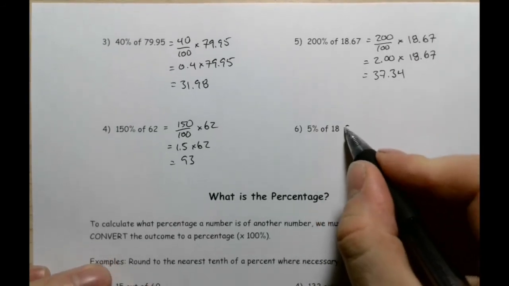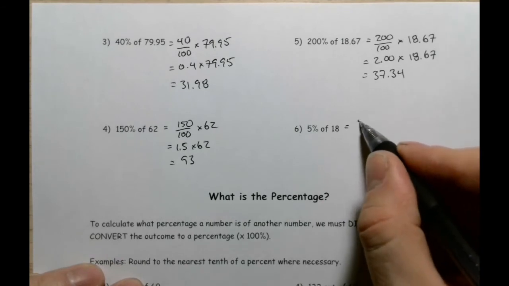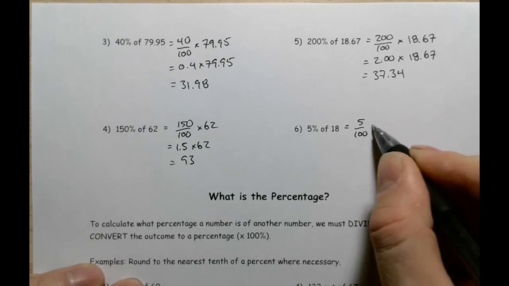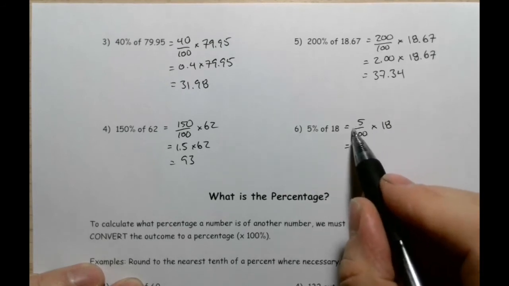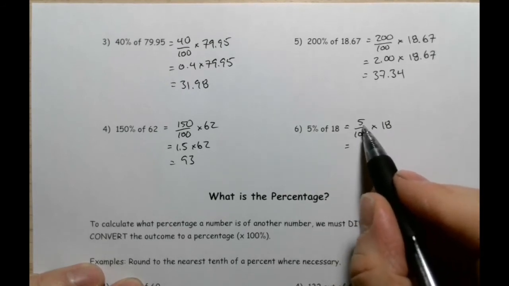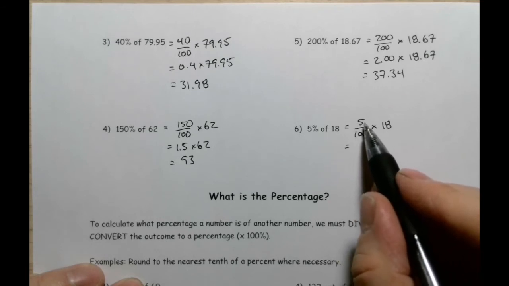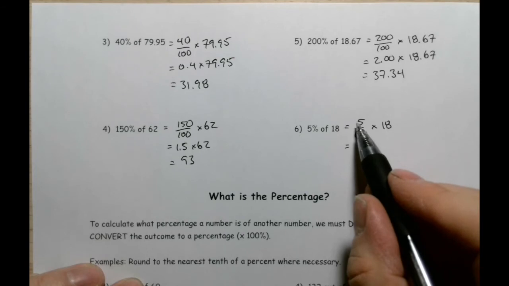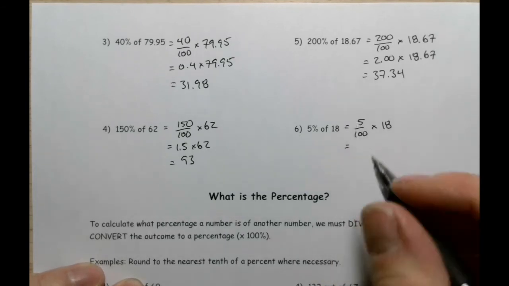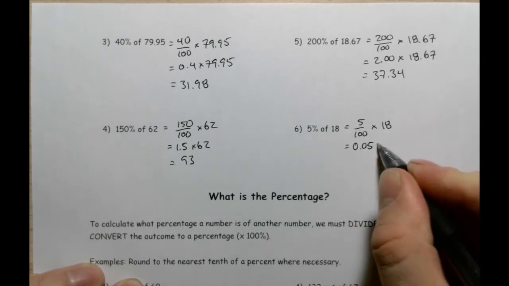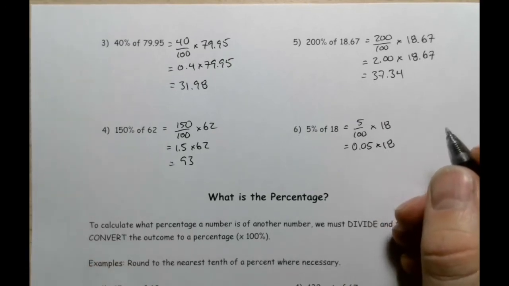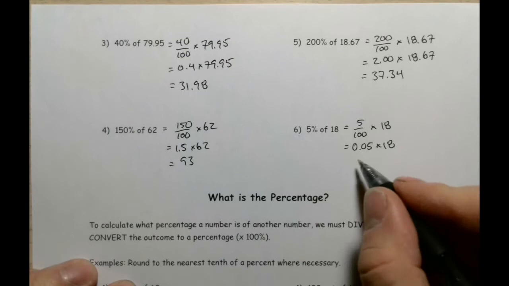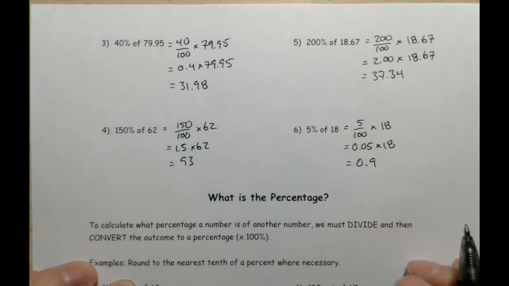And then finally here, 5% of 18, so 5 out of 100, multiplied by 18. 5 out of 100 means I'm going to move the decimal 2 units to the left here. Now the decimal, remember, if I don't see it, is just to the right of the number. So I'm going to move it 1 to the left, and then another spot to the left, which is going to open up a 0 for me. So 0.05 times 18, and we get 0.9 as a result.